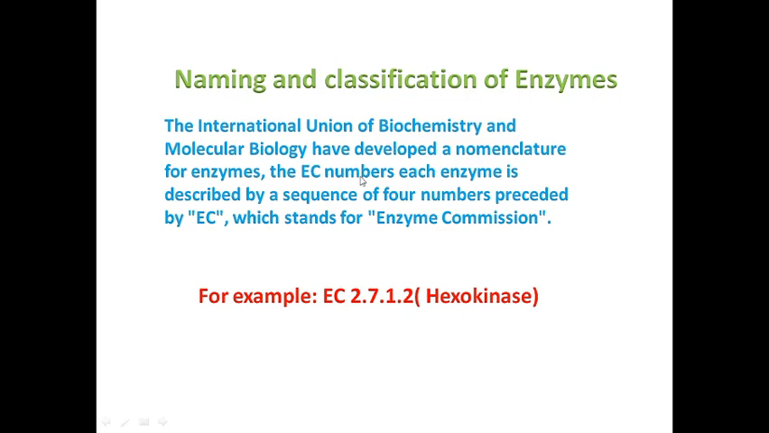So the International Union of Biochemistry and Molecular Biology has developed a nomenclature for enzymes. Fine, they gave the EC numbers. EC here stands for Enzyme Commission. For example, we have this enzyme hexokinase. Its naming was done as EC 2.7.1.2. So what is this 2.7.1.2? Let me tell you what this is. This first number is the class. It designates the class to which the enzyme belongs.